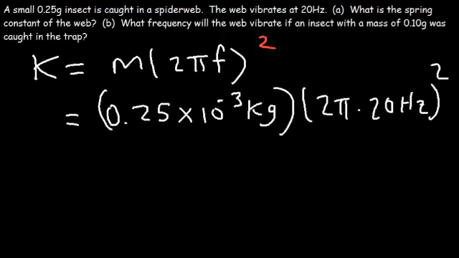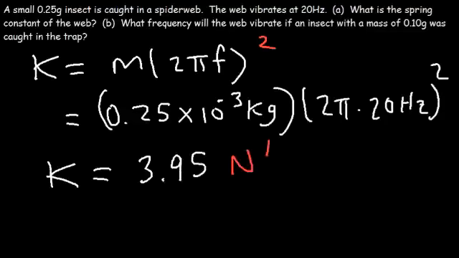Two pi times 20 is about 40 pi, or 125.66. If you square it, you should get 15,791. And then if you multiply it by 0.25 times 10 to the minus 3, this should give you a spring constant of 3.95 newtons per meter.